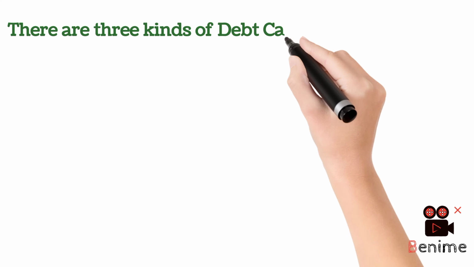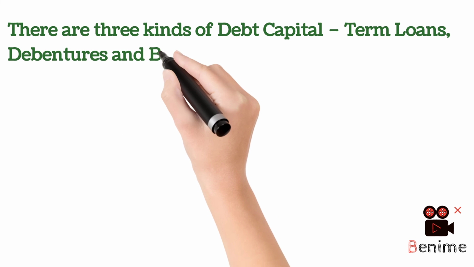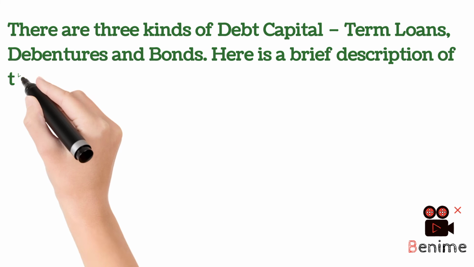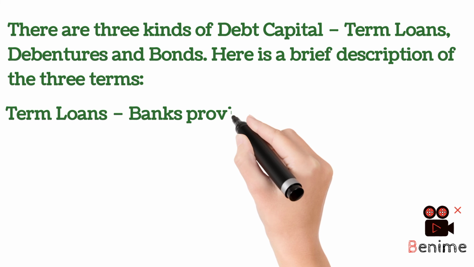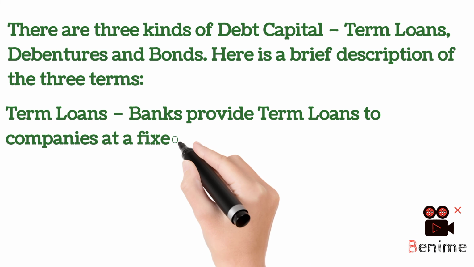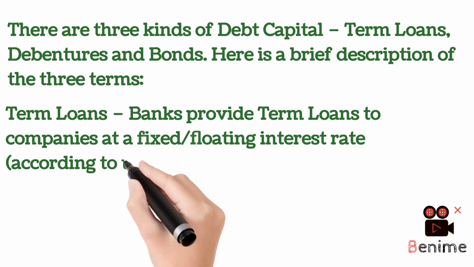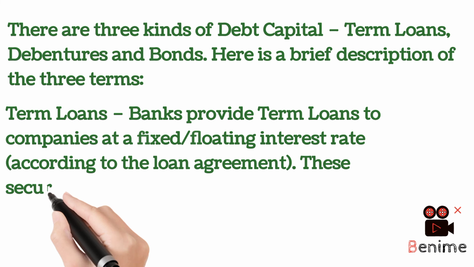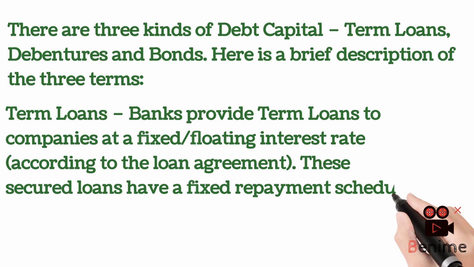There are three kinds of debt capital: term loans, debentures, and bonds. Here is a brief description of the three terms. Term loans: banks provide term loans to companies at a fixed or floating interest rate according to the loan agreement. These secured loans have a fixed repayment schedule.